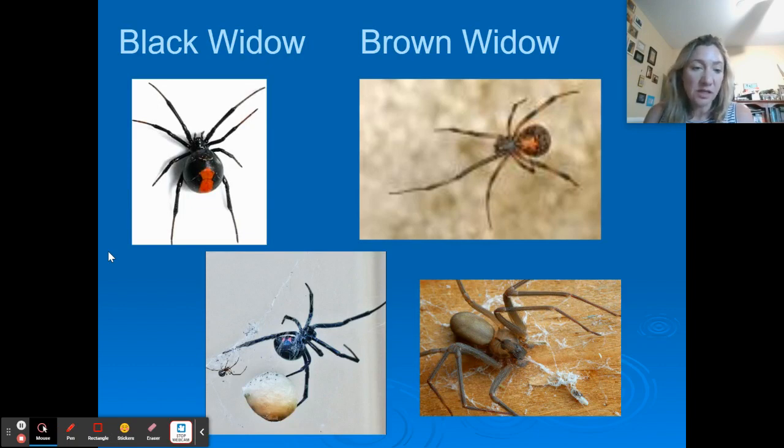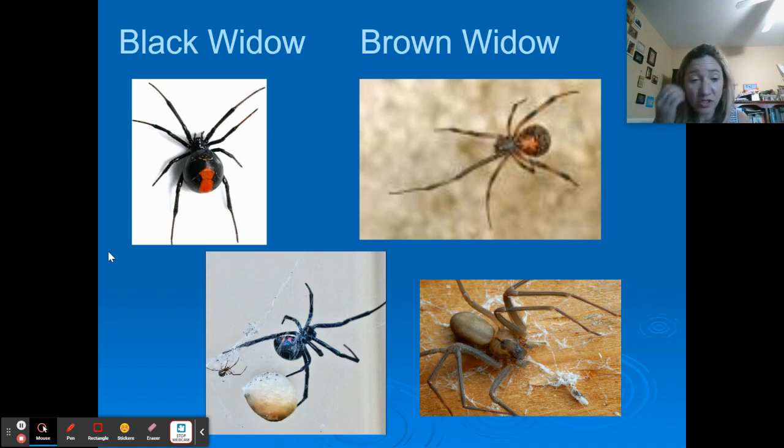So the first thing you need to just know is that diversity is really important, even for things that we really don't like. So in the upper left corner, that's a black widow. There's brown widows. There's obviously a whole bunch of different spiders, and as much as some of us may not like them, they are a part of the ecosystem.